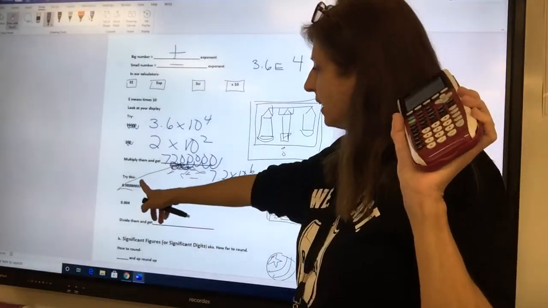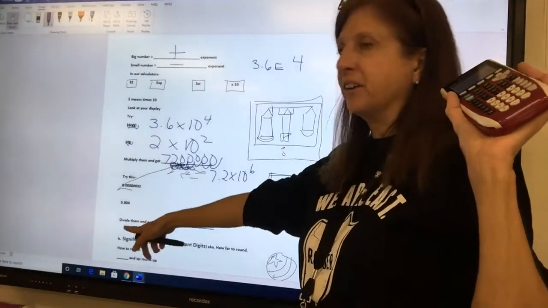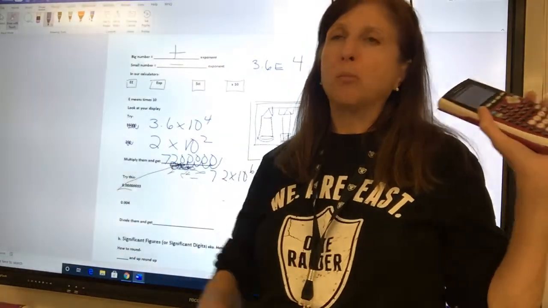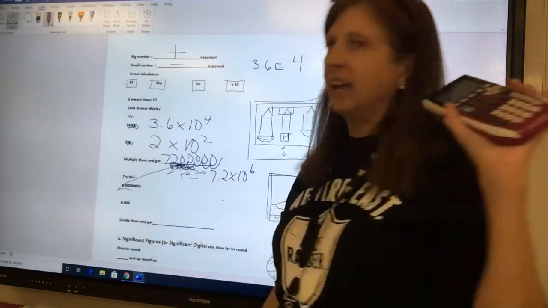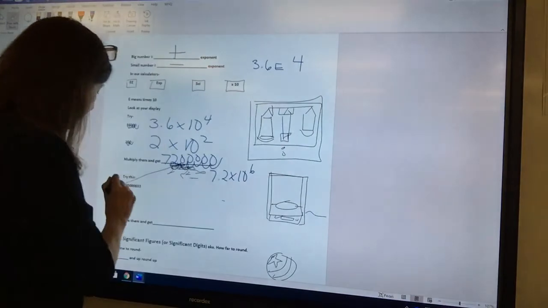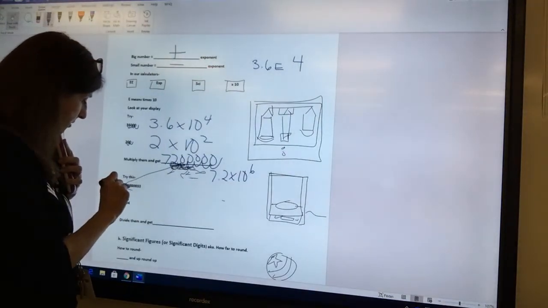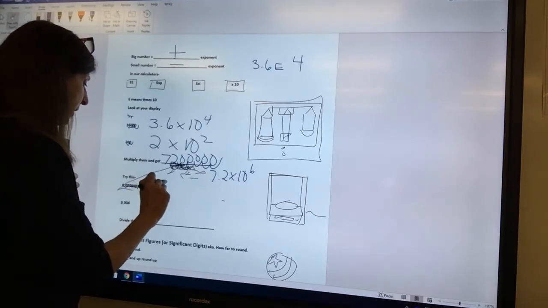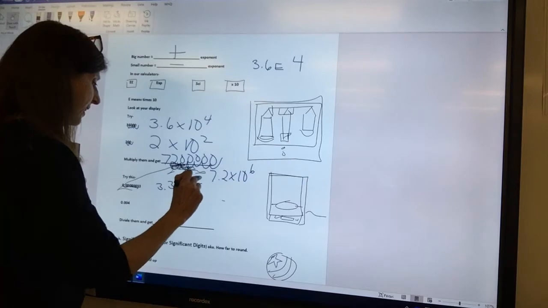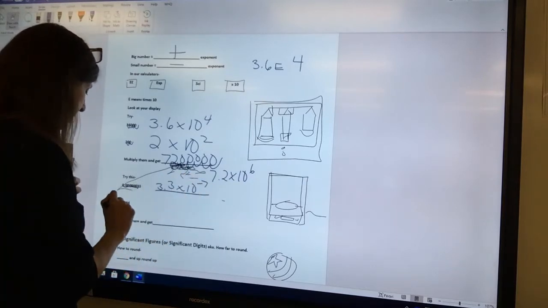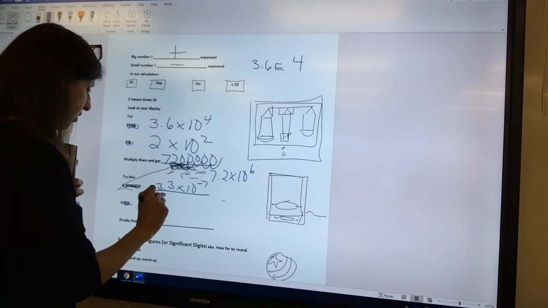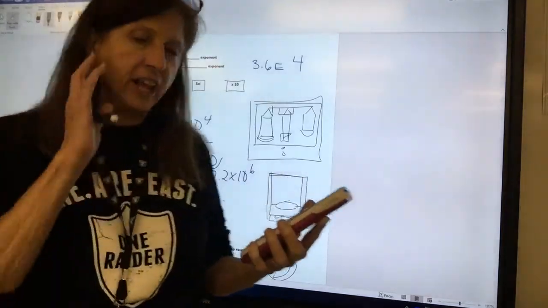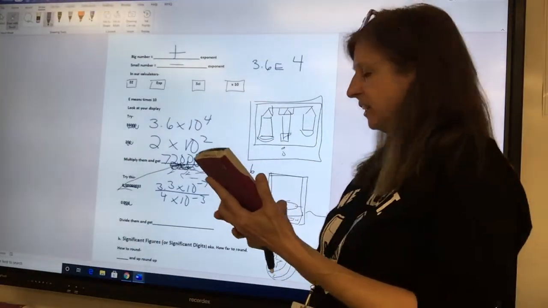Let's try this. Put these two numbers in your calculator and divide them. Put them in scientific notation. Don't put them in straight. Practice putting it in scientific notation and then divide them. So this one is 3.3 times 10 to the negative 7th divided by 4 times 10 to the negative 3. Now then, try putting that in your calculator.